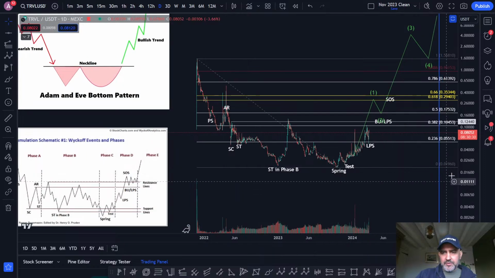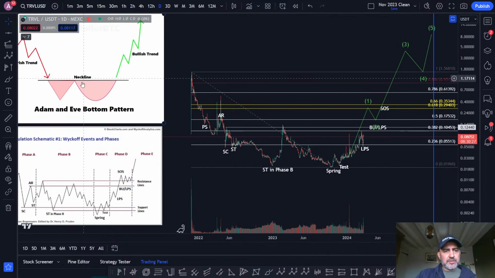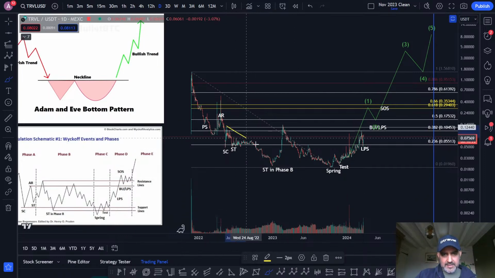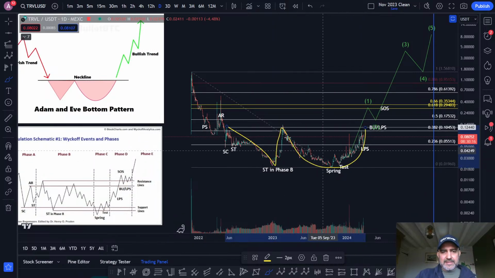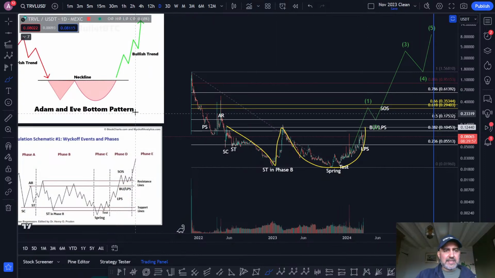So I have two things going on here. There's a few things going on. You have the idea of some kind of Adam and Eve, which I've explained. It's kind of like this. And that's not invalidated. We're still in that kind of pattern. For that to happen, you really do need a strong break of the neckline. I think if we just go up here and come back down without a proper break, it's not going to be strong enough. You just have to break the neckline with strength, yeah? And that's what you want to see. You want to see strength.